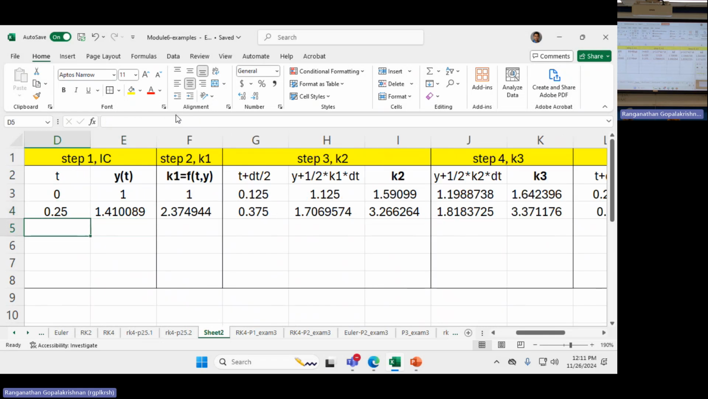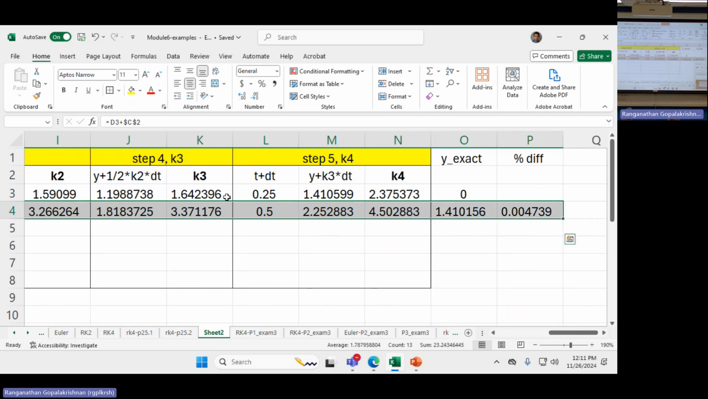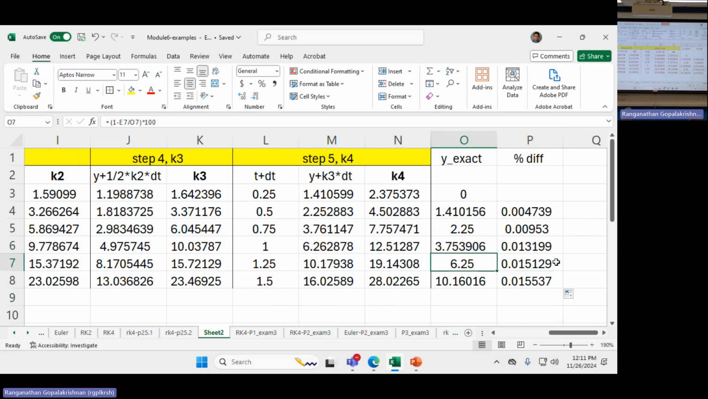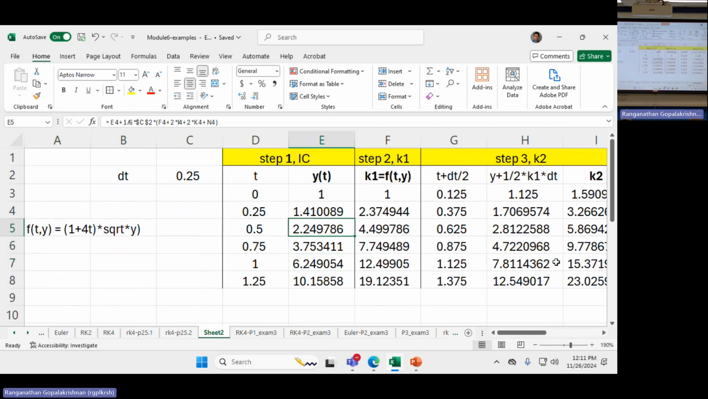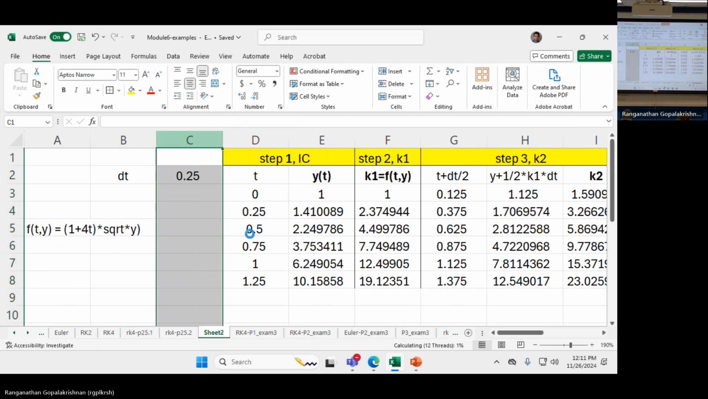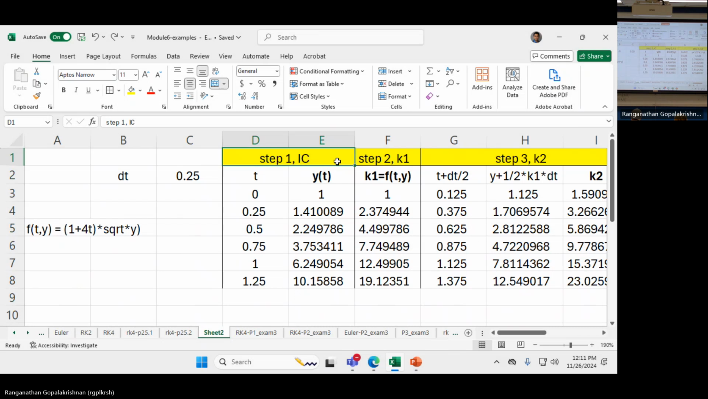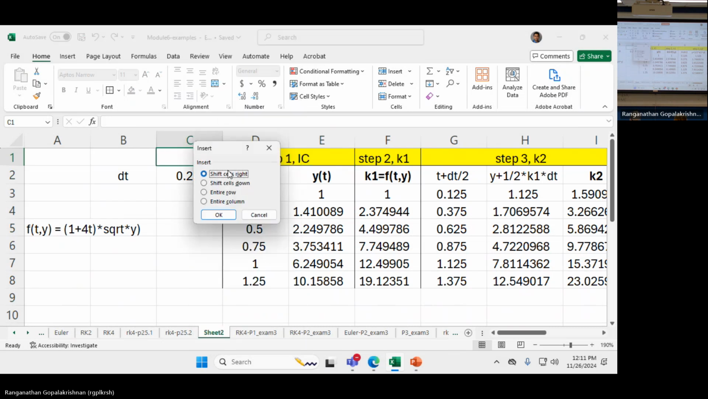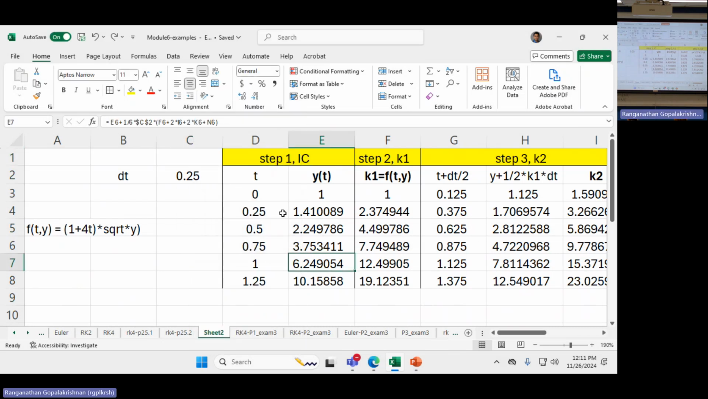Okay. Now, if you want to advance the solution, what do you do? If you have done the work up to here correctly, just copy this and copy it onto the forward cells. So you should start getting the solution. Yeah. So here is your solution for 0.25, 0.5, 0.75, and so on.